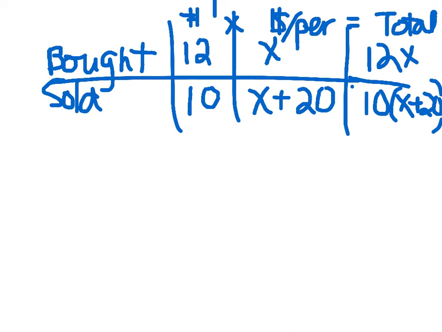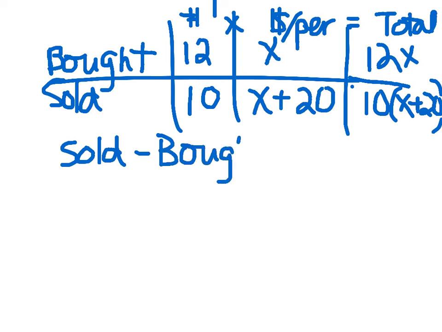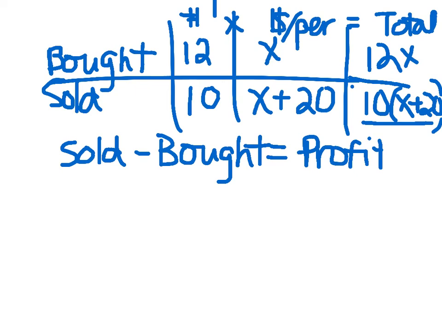Now we have to see, does our common sense remain in place? I'm going to give you the words again. We found out that sold minus bought gives the profit. So we don't know the amount of money that she got when she sold, but we have a variable expression for it: 10 times X plus 20. That represents the sold money.